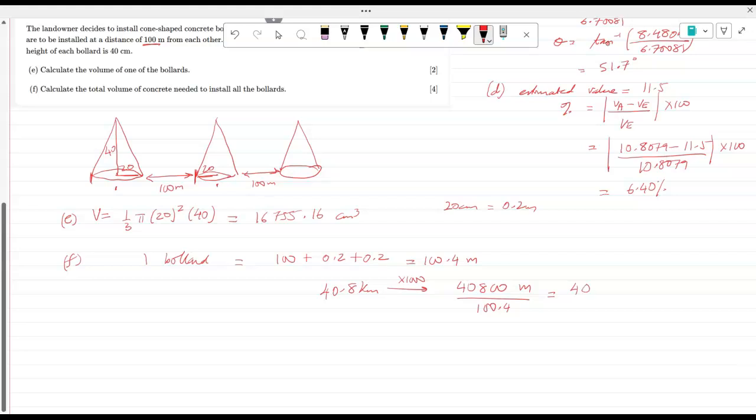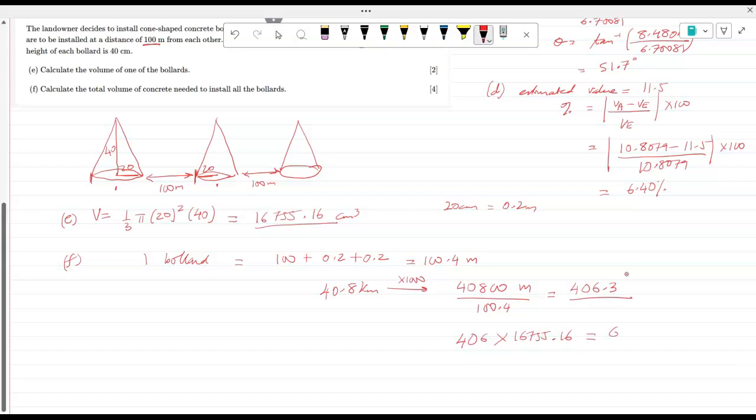So 406.3. Now you can't have 0.3, so that's okay. So 406 bollards you need. And how much does one bollard require? One bollard requires this much concrete, no? So multiply that by 17.16. One bollard requires so much concrete. You can take 407 bollards also, because you can round up. But with extra distance, they will be closer there.